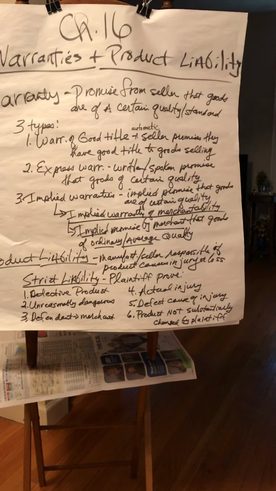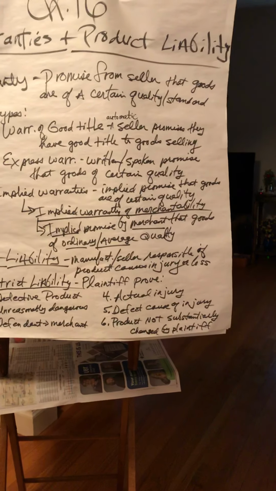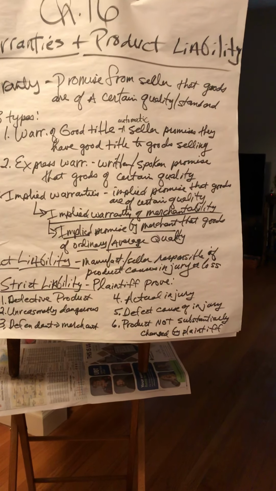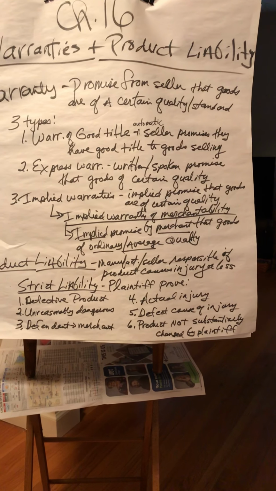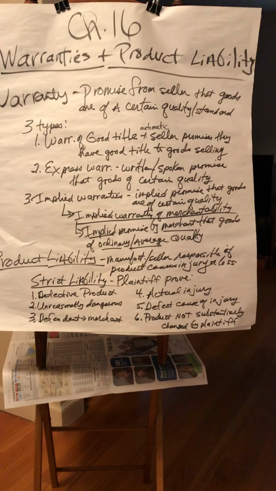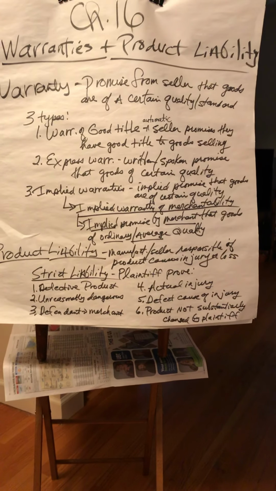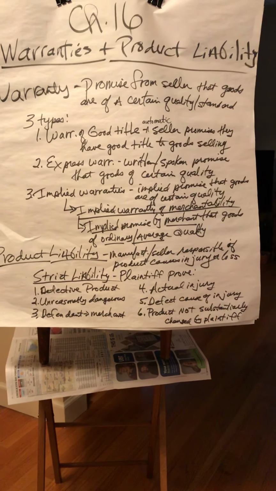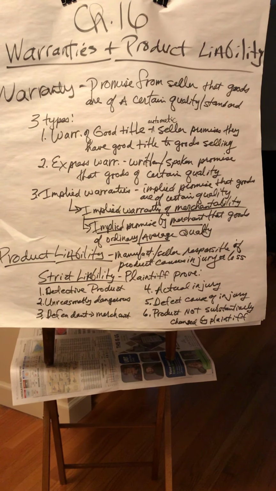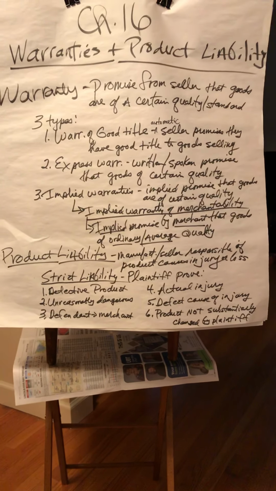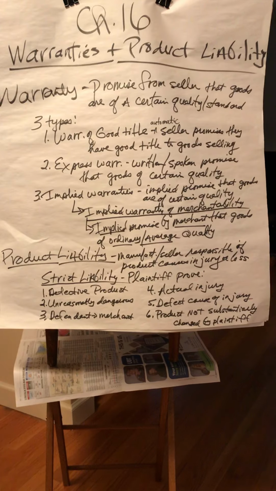The one I want you to know, though, is the implied warranty of merchantability, kind of a weird term. Implied promise by a merchant that goods are of ordinary or average quality. So the three keys to this one: it's implied, only a merchant can give it, a merchant would be a professional buyer or seller, and it says the goods are ordinary or average quality, not high, not low, but average.